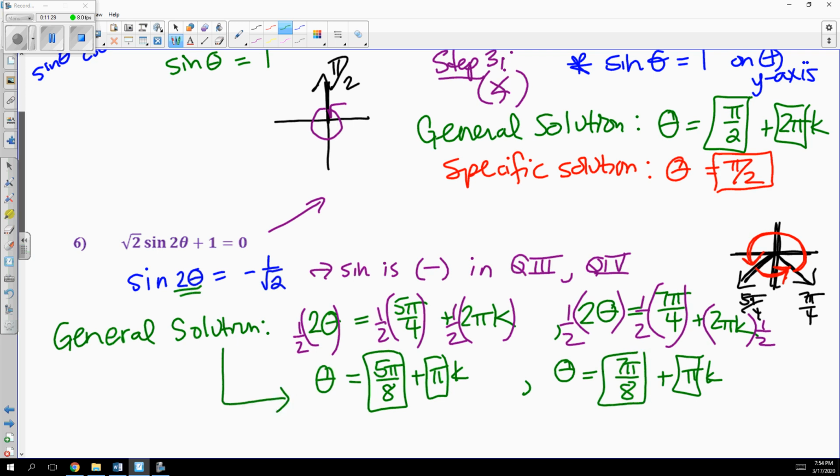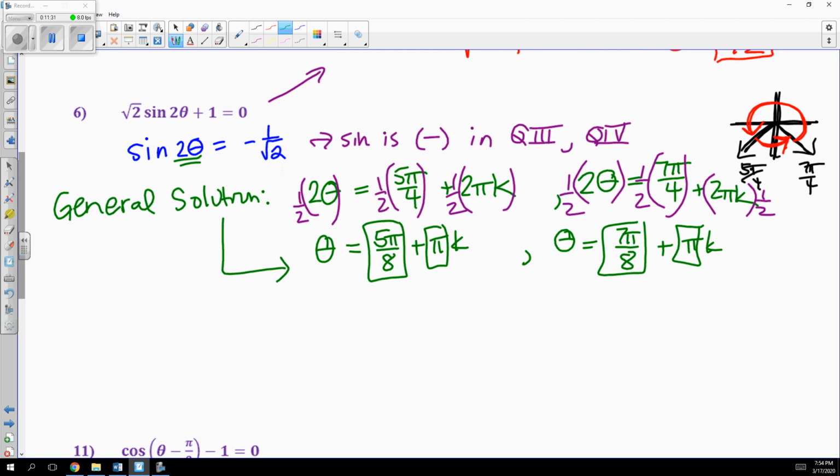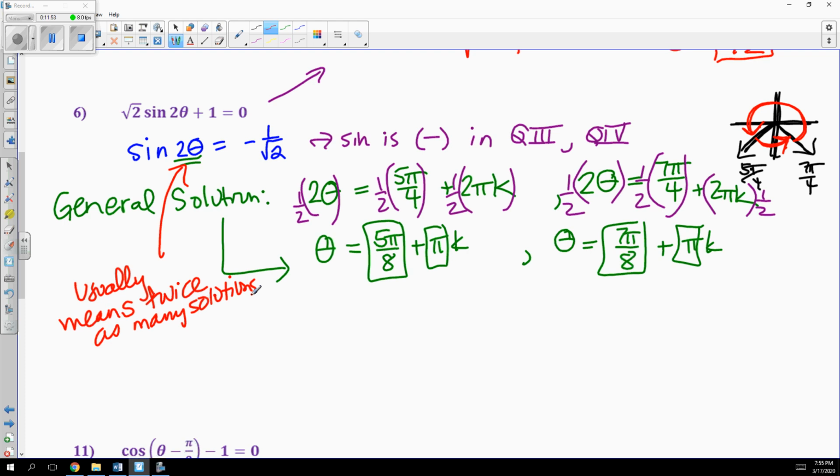Now your specific solutions are going to get a little bit tricky, and it's not going to happen all the time. But usually when you see a multiplier in front of this, it means you have that many times as many solutions, like twice as many solutions. If you had a 3 there, then you might have 3 times as many solutions on the interval 0 to 2 pi. So for specific solutions, our first is going to be 5 pi over 8, and our next one is going to be 7 pi over 8.